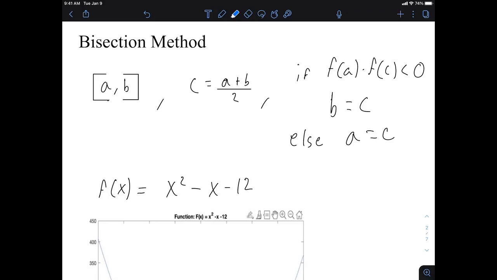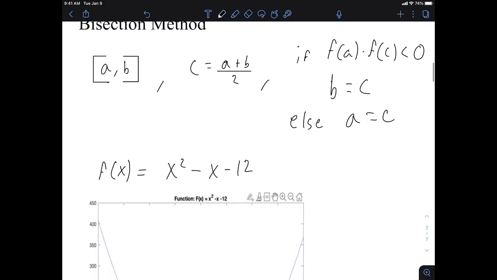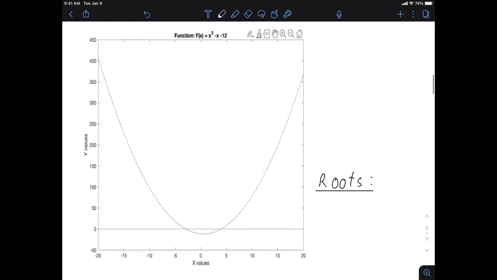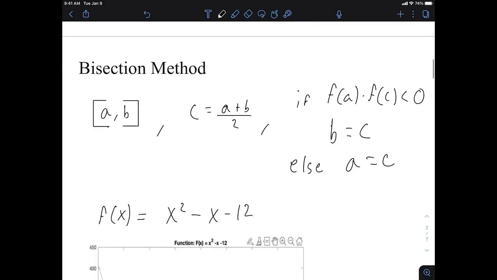So here's the function right here. F of x is equal to x squared minus x minus 12. Okay, and I took the liberty of plotting that for us here. As we can see, there are two roots, one at 4 and one at negative 3. We are going to find the root at 4 today, or at least do a couple of the iterations to show you how to apply these equations above.